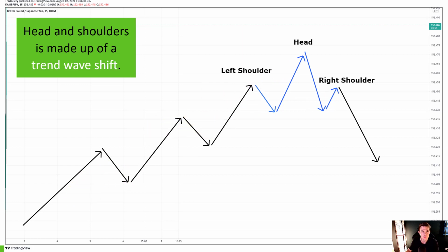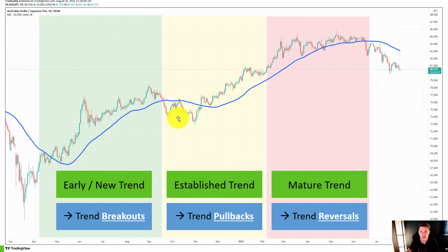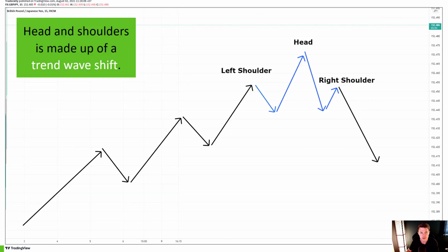So generally what you want to look for, you don't want to look for a head and shoulders in an established trend, definitely not in an early trend, but you want to look at a mature trend. And keep in mind, I will show you a few tips and tricks on how to actually distinguish between the different trend phases in a moment. But head and shoulders are generally looked for in a mature trending environment.